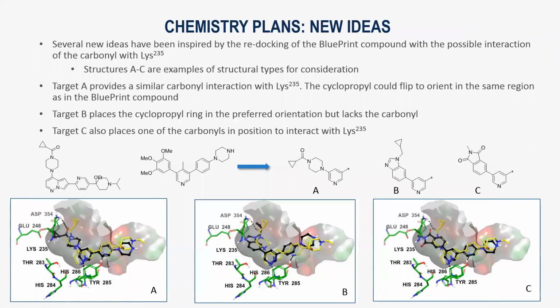We could make a series of amides to explore that pocket. Yeah, I put the cyclopropyl amide up, but I think you might make a small set of amides, assuming we can get chemistry to work with a Boc in place on the other end. Yeah, sure. Then looking at the benzimidazole type compounds, yeah, that one. So here you don't have the carbonyl, but this places that cyclopropyl in exactly the same place as the cyclopropyl in the blueprint compound.